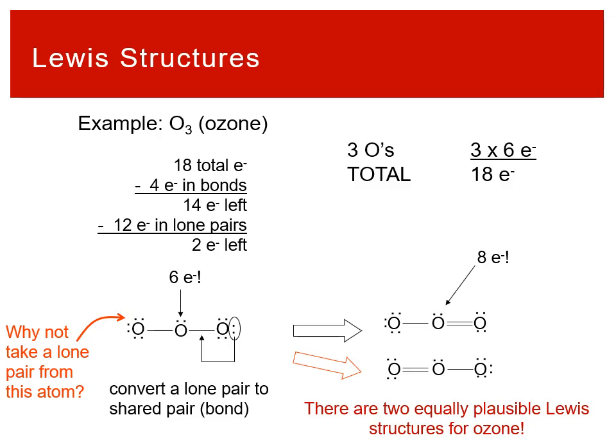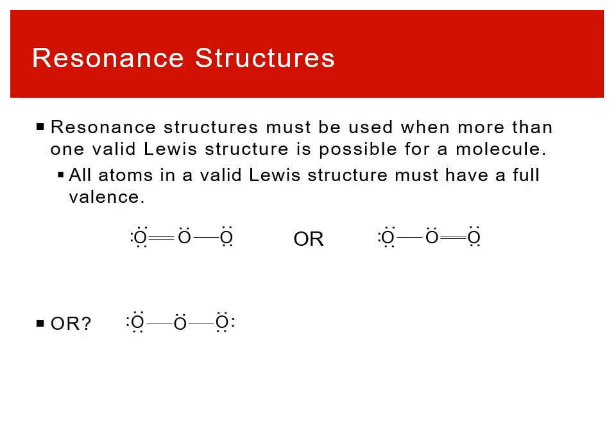There's nothing wrong with these, right? Either oxygen on the outside could be the double bond or the single bond. And so this is a phenomenon that's called resonance. Resonance structures imply that there is more than one valid Lewis structure. When I say valid, I mean it's a Lewis structure where every atom obeys the octet rule. I've followed all of my rules for coming up with the Lewis structure. It's not just a random structure.